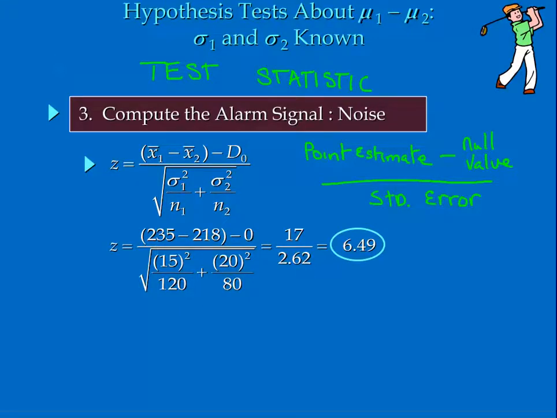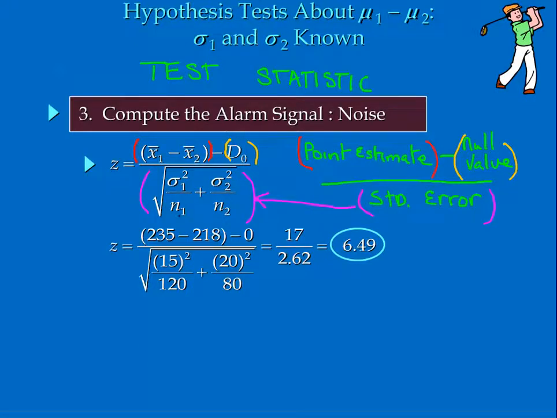So let's just see. This part here is the point estimate. This here is the null value, and this part here, which I'm going to circle in magenta, is the standard error. Now that's the most important part of this.